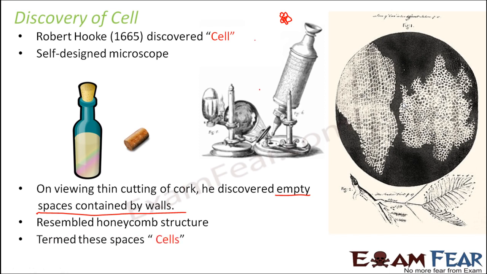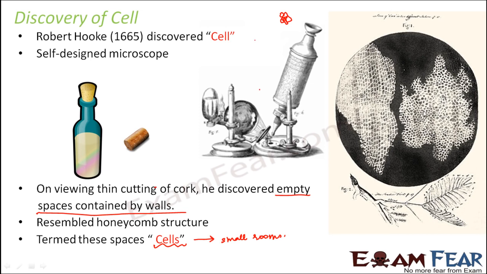So he termed these spaces as cells. Why did he name them cells? Because the word cell is a Latin word which means small rooms. So this is how he interpreted them, that these are small rooms with walls all around them. So he called them cells.